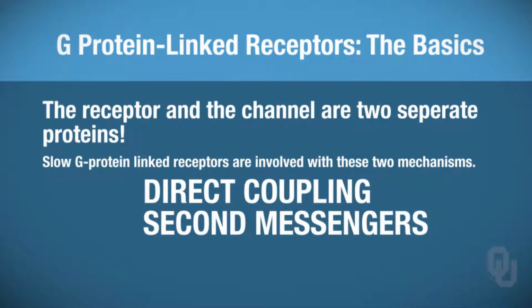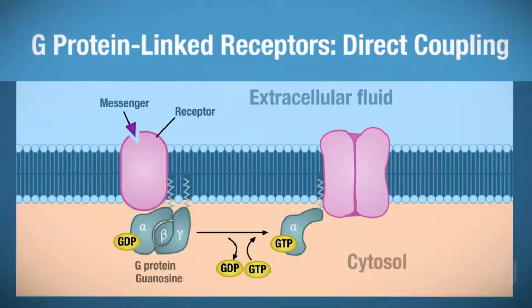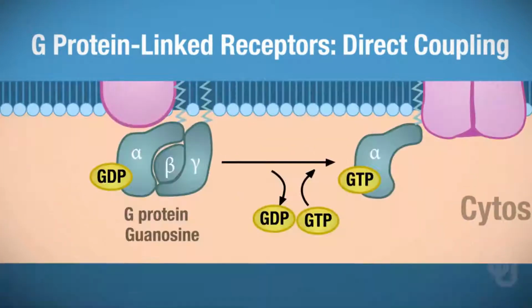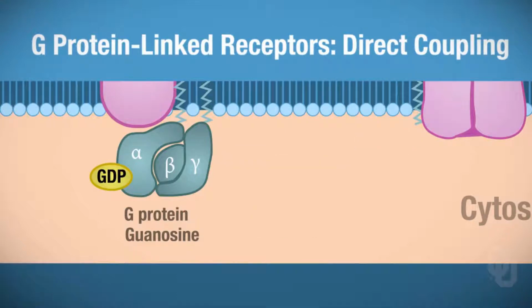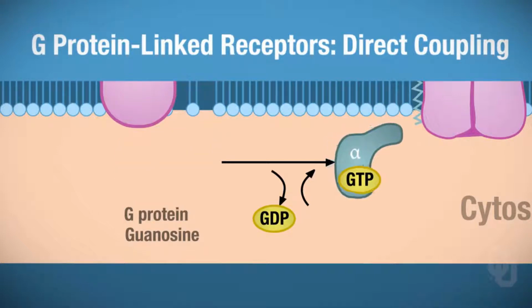Let's look at direct coupling first. Here in direct coupling, again, get your bearings. Here's the extracellular fluid in blue. Cytosol is in tan. Here's your ligand; your messenger is your ligand. It binds to your receptor. When that happens, we know that we activate a G protein, and that's what's going on in step 2. We mentioned earlier how a G protein is activated: the GDP falls off the alpha subunit, GTP is bound to the alpha subunit, and the alpha subunit slides over. Here's the thing: in direct coupling, that alpha subunit smacks into a channel.